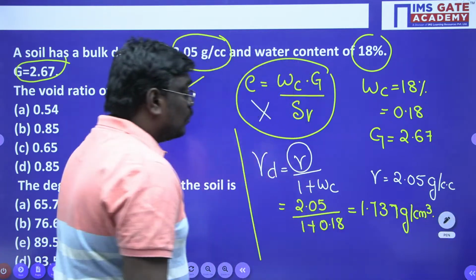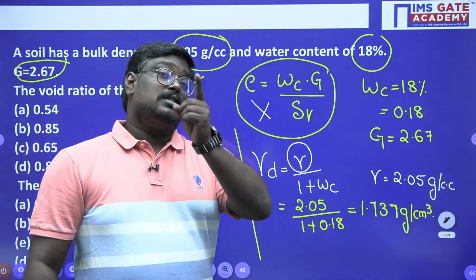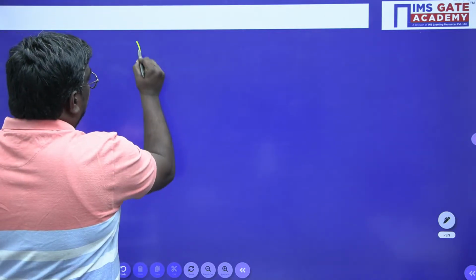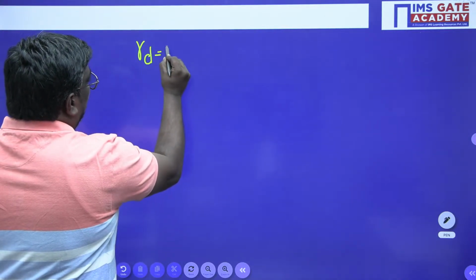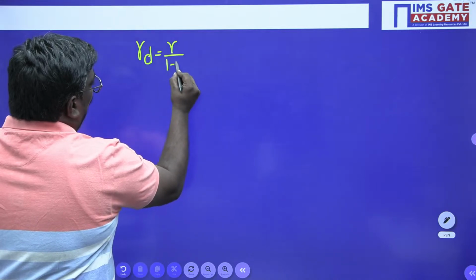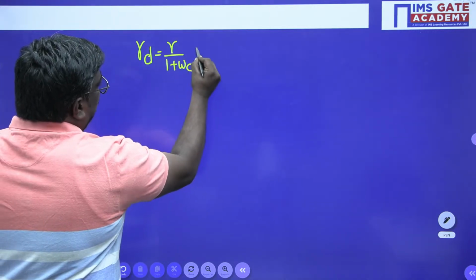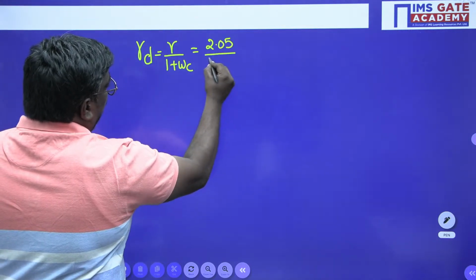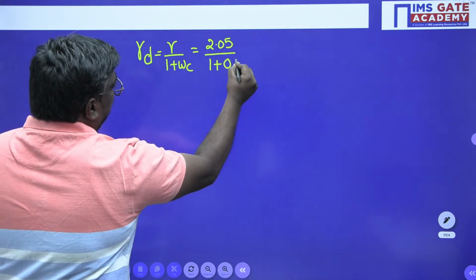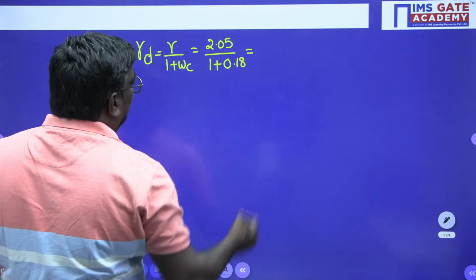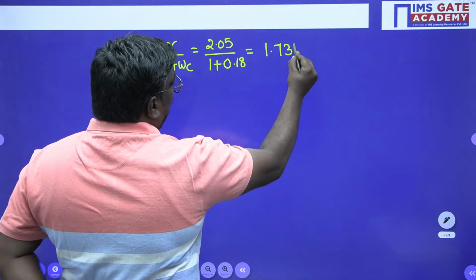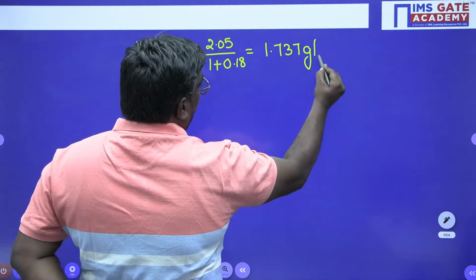See, students, why I have written gamma D is that there is only one unknown here. So you know the gamma D value, using the relation gamma D is equal to gamma upon 1 plus water content. Gamma is 2.05, upon 1 plus the water content, so substitute 0.18. So you will get a value of 1.737 gram per centimeter cube.